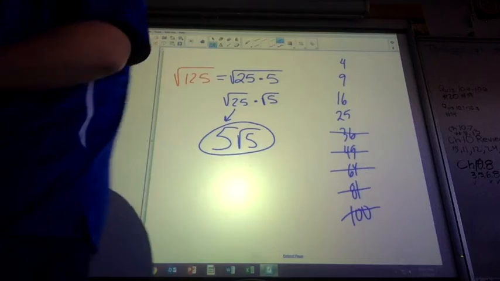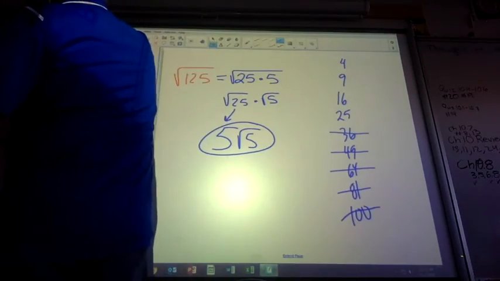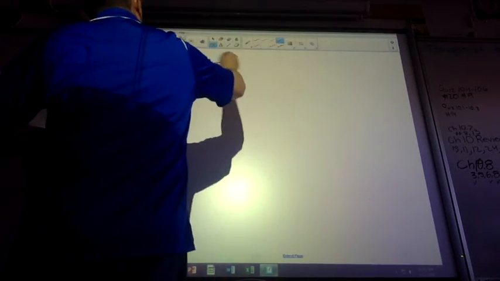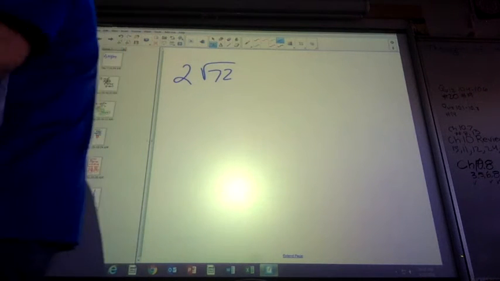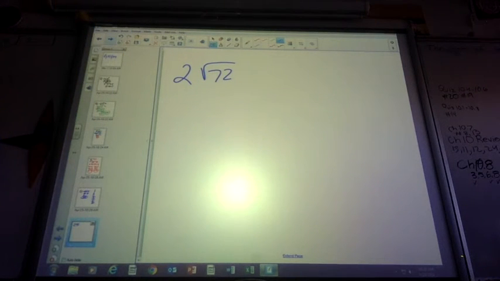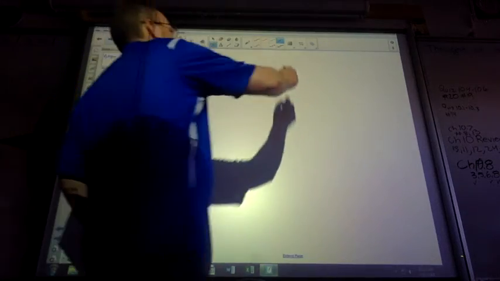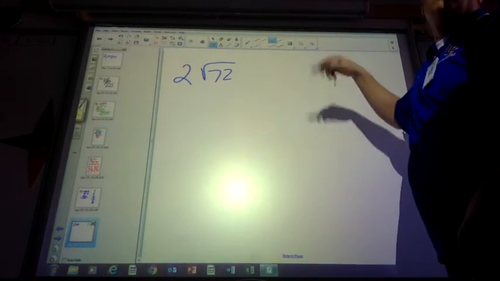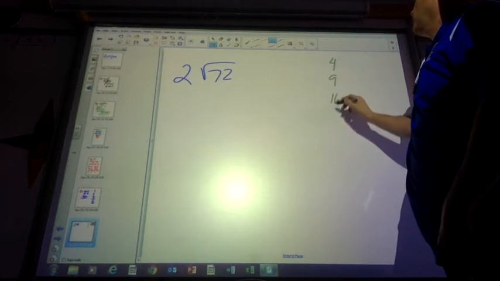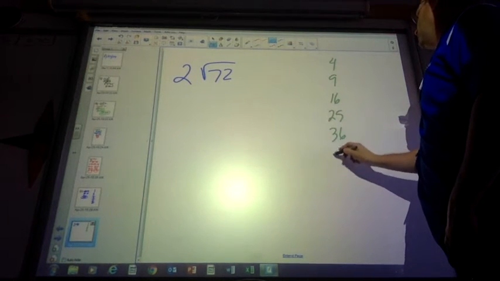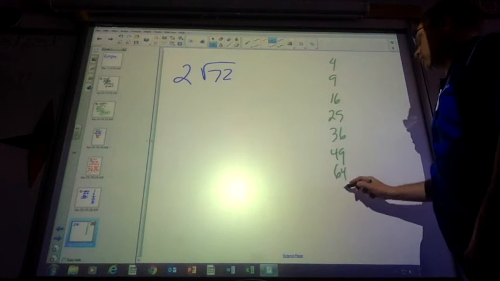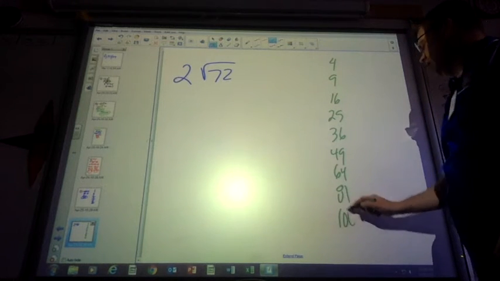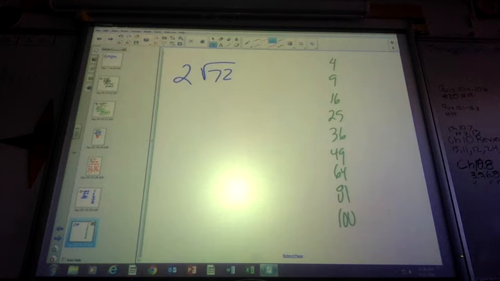All right, so let's look at another one of these. I have 2 square root of 72. That 2 outside is going to multiply anything else that comes outside of the radical. So let's break 72 down. Again, I know my perfect squares: 2 times 2, 3 times 3, 4 times 4, 5 times 5, 6 times 6, 7 times 7, 8 times 8, 9 times 9, 10 times 10. And yes, there's infinitely more, but we don't have enough time for all that.